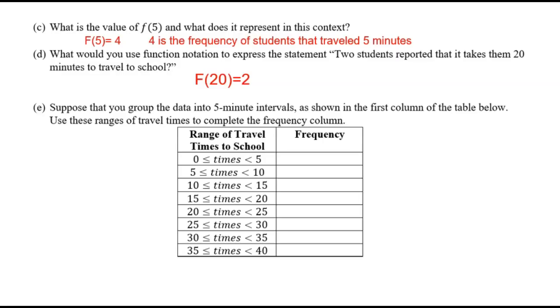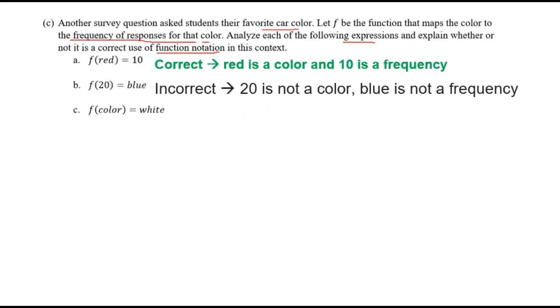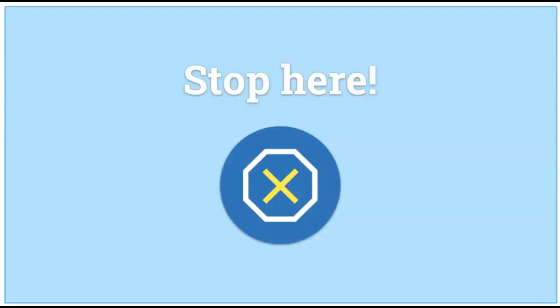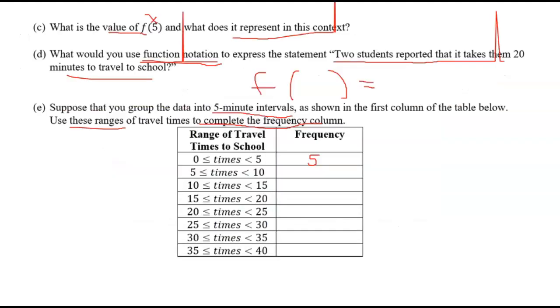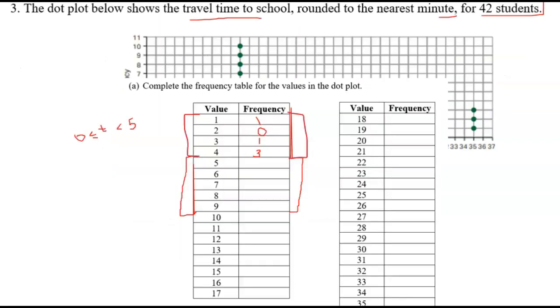Didn't we get 5 here? How did I get 5? Yes, I counted the numbers from 0 to 4. So on Friday, that was on this table. From 0 to 4, we added 1 plus 1 plus 3, which gave us 5. So the frequency for that range from 0 to 4 is 5.